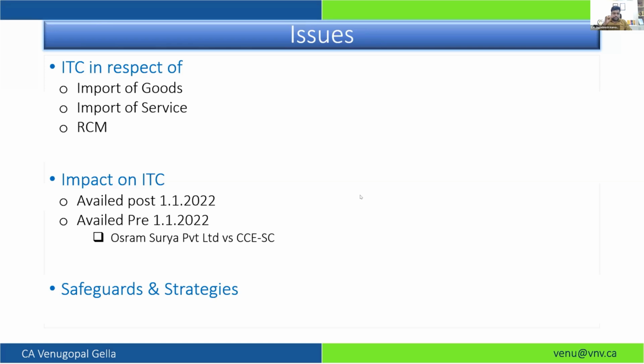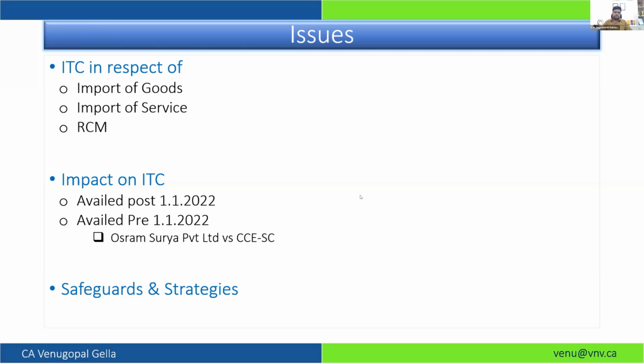So as it was said in the previous slide, from 1st Jan 2022 I cannot avail ITC if it is not reflected in the GST 2B. What will be the impact on the ITC already availed, that is before 1st Jan 2022? And what is the status of the ITC that has to be availed post 1st Jan 2022?